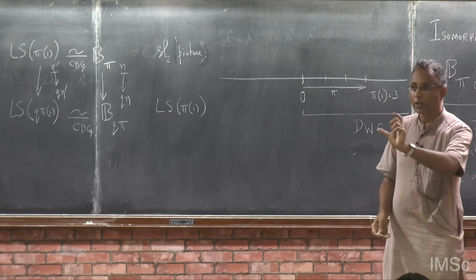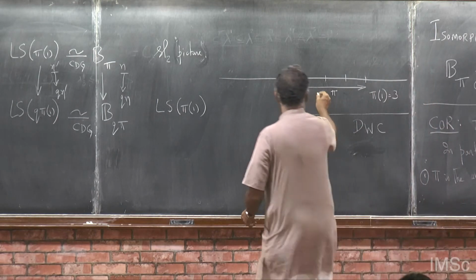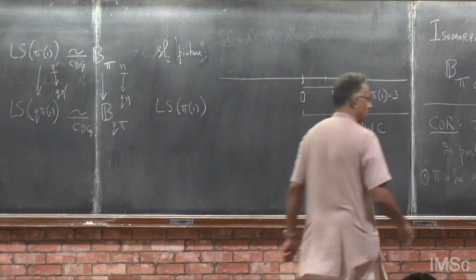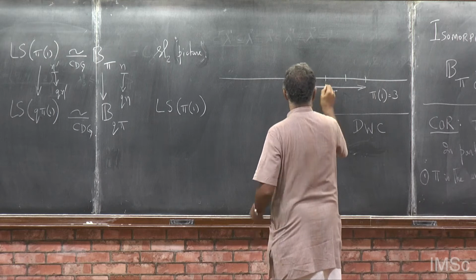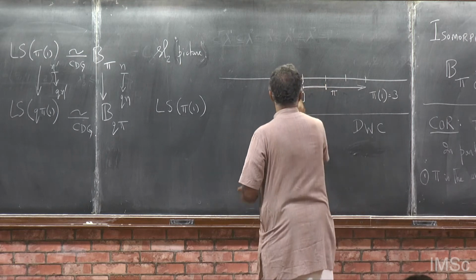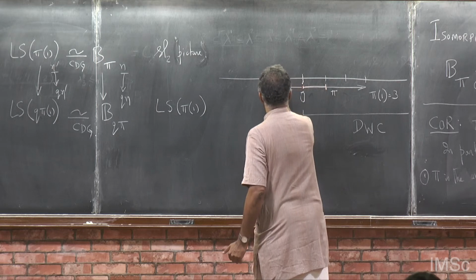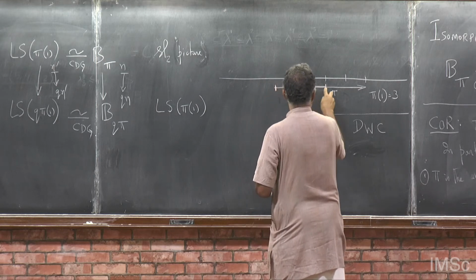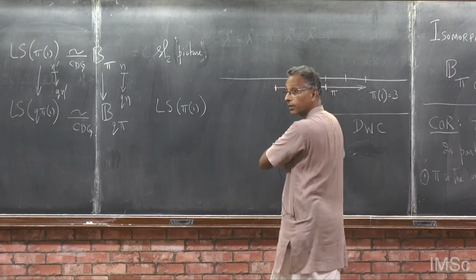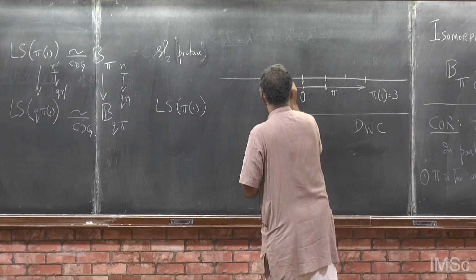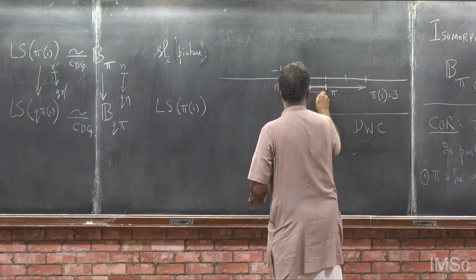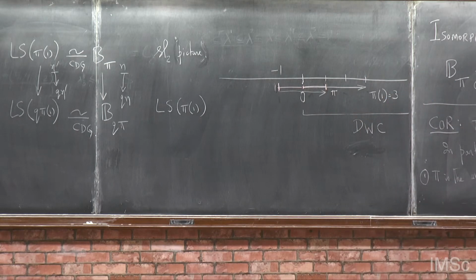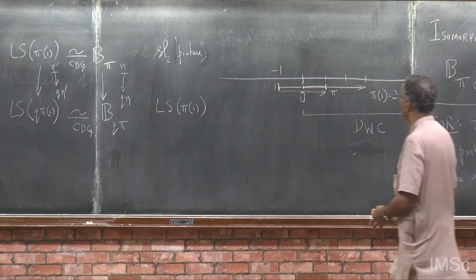So I must reflect the part between 0 and 1. This part gets reflected the first time, so let me draw it like this. After you reflect it, the remaining gets added on here. So this goes up to -1 and comes back and joins here, right. Correct? Okay. What happens with F2?